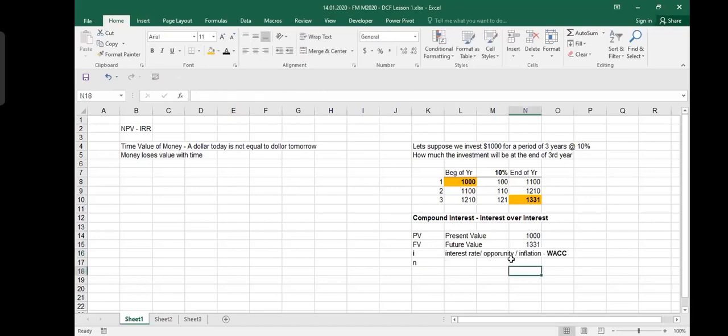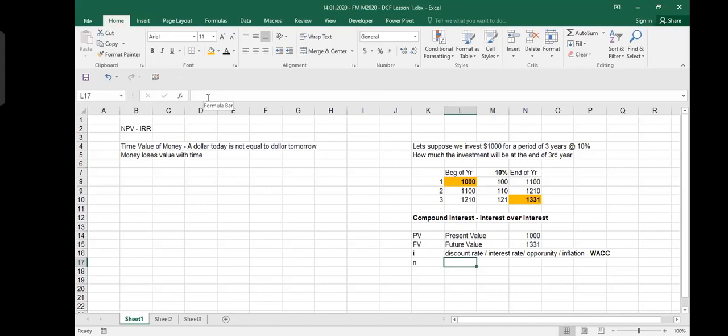You can consider for the moment that this I is what you will call your discount rate. You can also call it, okay? So there are different understandings. You can call it your inflation, you can call it your interest. So far you can assume like this. And then what is N?